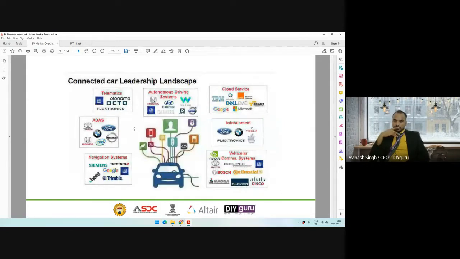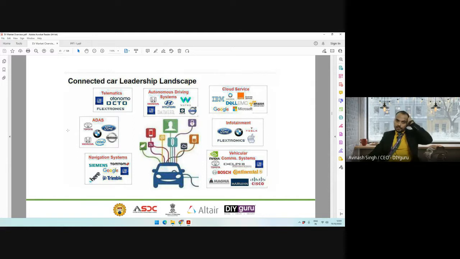These are some of the companies which are predominantly working in the connected car landscape. On the telematics side, companies like Autonomo, Octo, Flexotronics are there. In autonomous driving systems, we have Waymo, Hyundai, Daimler, Uber, Volvo, GM, Honda. Cloud services: Dell, IBM, EMC, Amazon, Google, Microsoft. On the infotainment side, Ford, Tesla, Apple, Flexotronics. On the communication side, Bosch, Continental, Magna, Harman, Cisco.